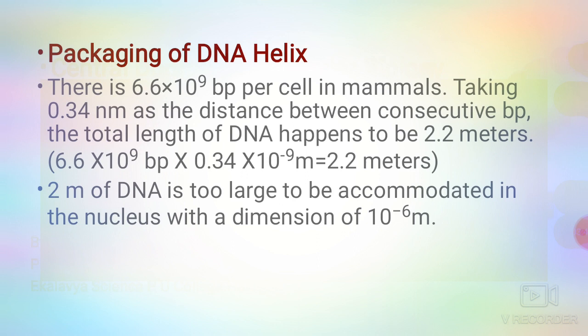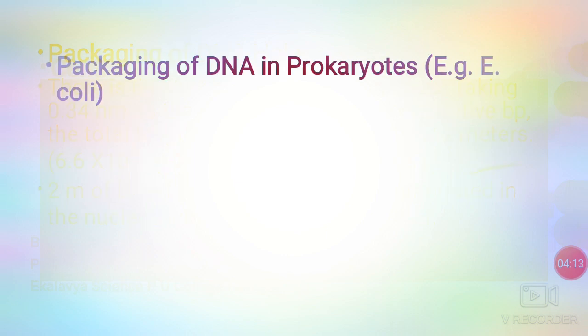And the next, 2 meters of DNA is too large to be accommodated in the nucleus with a dimension of 10⁻⁶ meter. Here there are 2 types of packaging of DNA. It depends on whether the organism has a true nucleus or not. See, the packaging of DNA in prokaryotes. The prokaryotes lack the true nucleus.